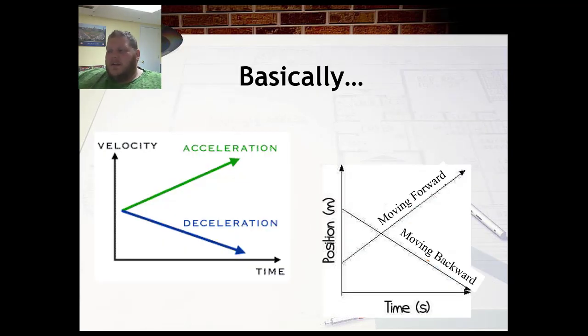So this, and I'm going to come back to this as well, the position one is what I wanted to emphasize here. As we're moving forward, our slope is going to be positive. If we're moving backward, our slope is negative. Velocity-wise, we'll talk about that in a second, but going to the next level from velocity, if we have a positive slope, we're accelerating, so we're gaining speed. And if we have a negative slope, we're decelerating, so we're losing speed.